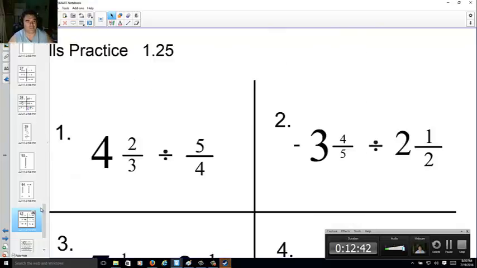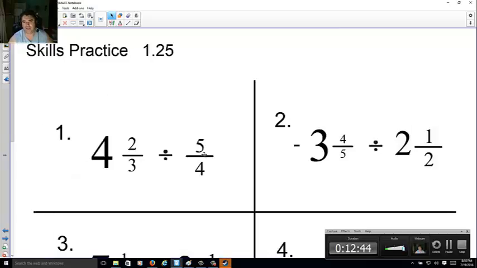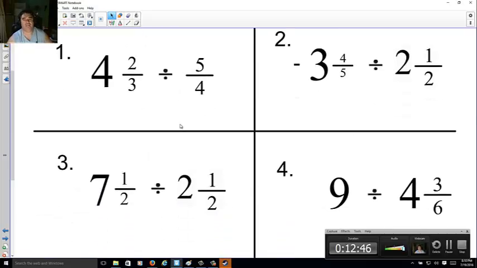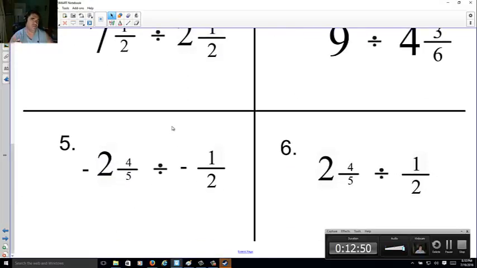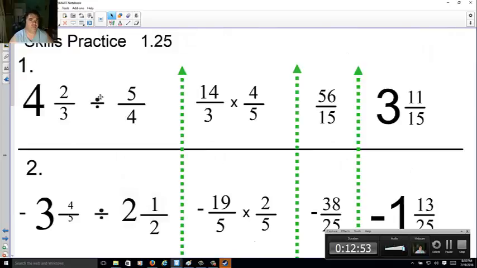Skills practice time. See how we're doing on time? Oh, we're just going to make it because I'm at 12:40. Go ahead, take these, pause. Do these 2, pause. Let's see how you did.